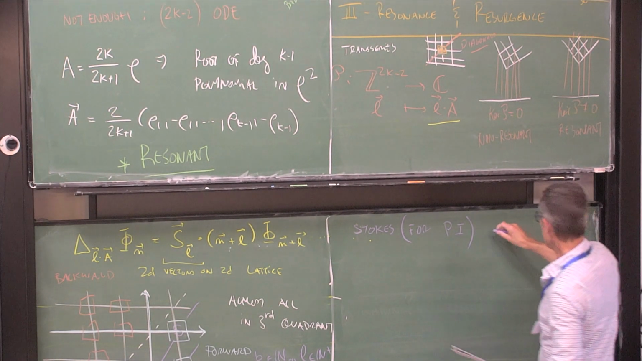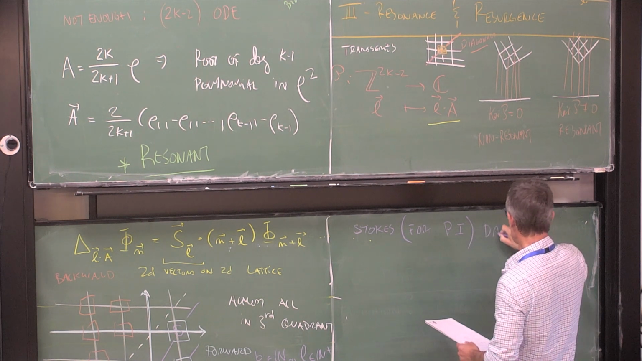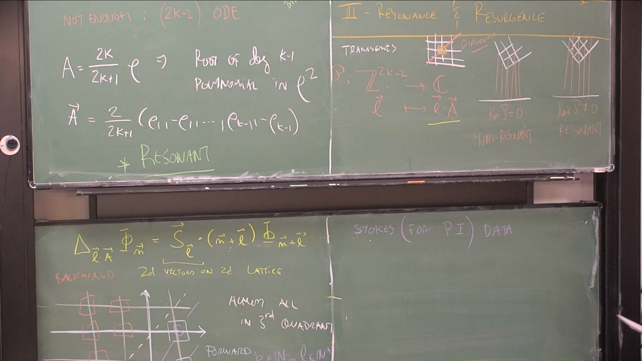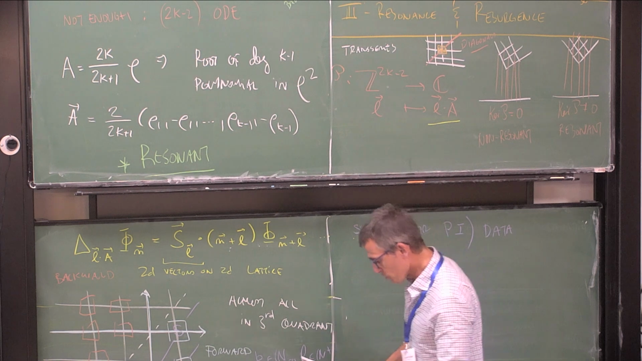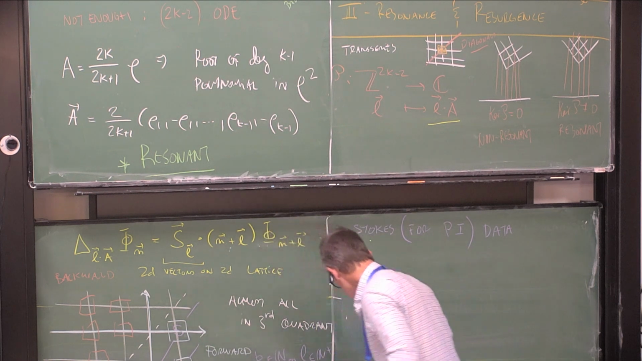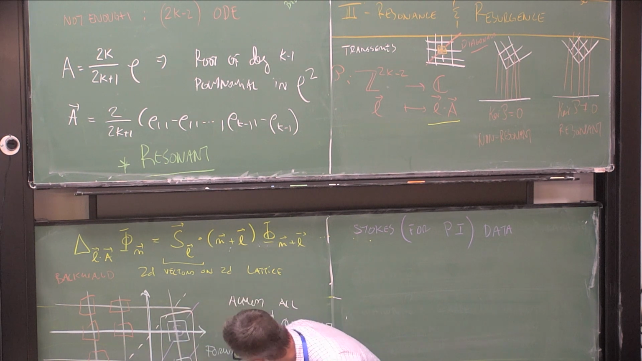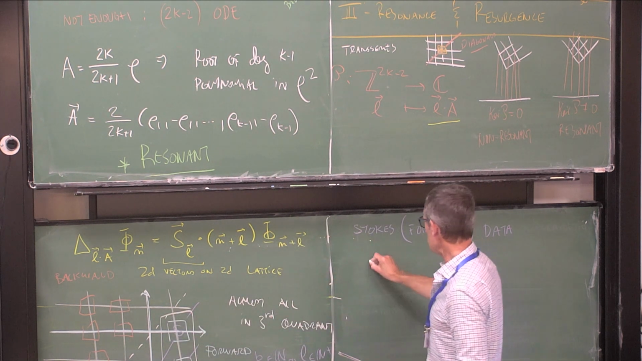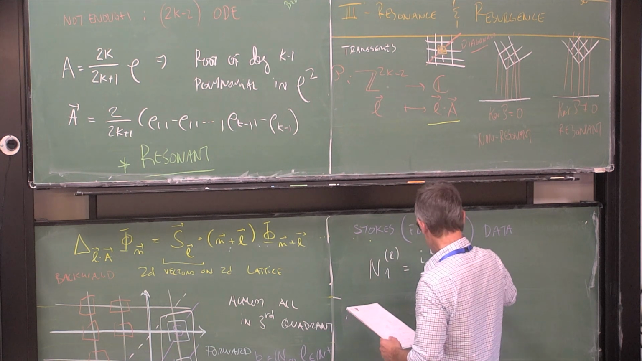So Stokes data, Stokes for polynomial 1. Well, I guess I should have said after Stokes data for polynomial 1, but okay, let me not erase that. And these objects look like that. So you can sort of find the boundary, it's sort of easy. By the boundary, I mean this outer boundary here. So these guys are easy. They have this simple expression.